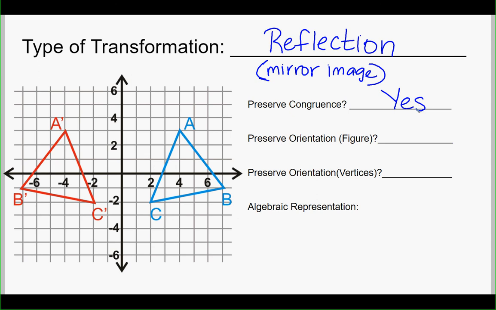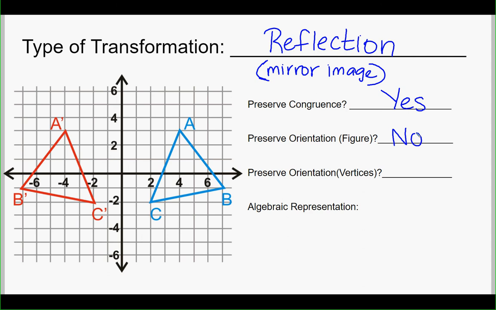Now, is our figure's orientation preserved, the way it's facing? No? I got some head shakes. Again, think of when you look in a mirror. I'm facing the mirror, but where is the reflection facing? It's facing me. So we're no longer facing the same way. All right, so the orientation has changed. So reflections do not preserve orientation of the shape.